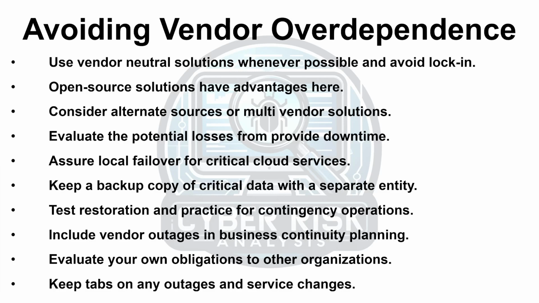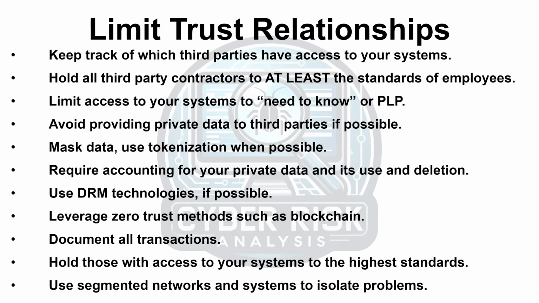And remember, these are the same things that are very important in a natural disaster or any sort of unplanned emergency. This is all part of business continuity planning: not allowing your chain to have a weak link in it. You want to really limit your trust relationships. So you want to keep track of what your third parties have access to. You want to really keep track of that.